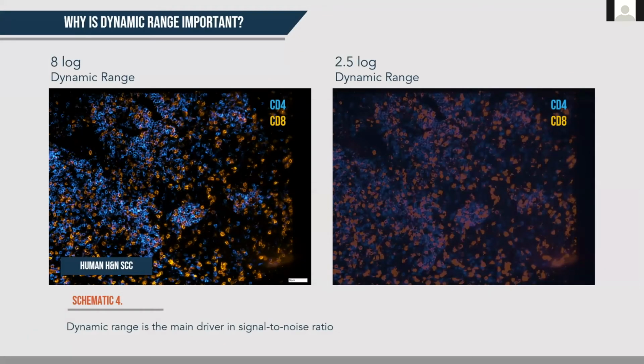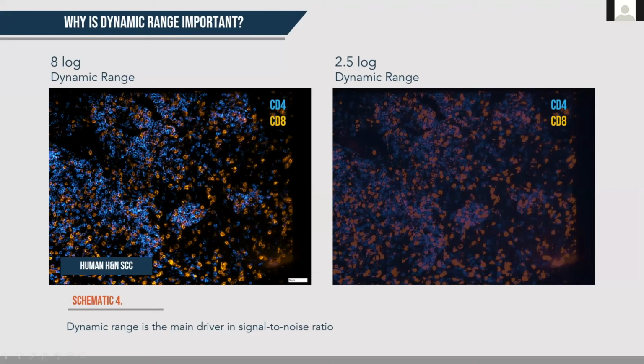The second one, which might be a little bit less familiar to some people, is the concept of dynamic range. And in the context of an image-based platform, dynamic range is really the main driver of your signal-to-noise capabilities. And so with ChipCytometry, we use a high dynamic range camera, which is actually not a trivial thing to do in a quantitative scientific process.